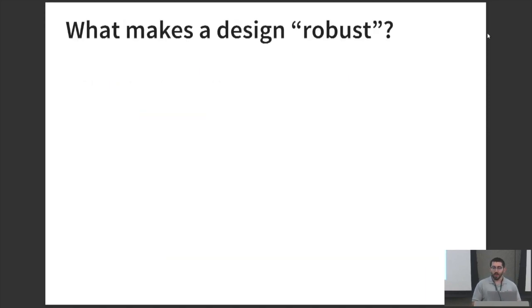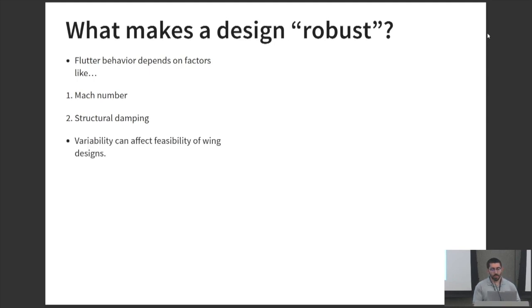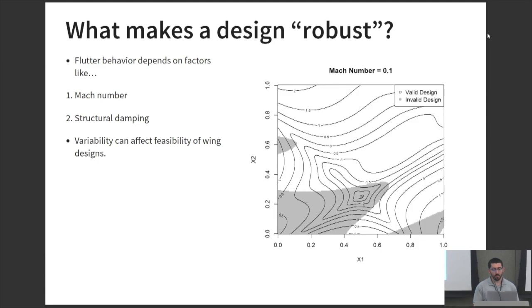Okay, so there's one word in my presentation that I've neglected, which is robust. What makes a design robust? So flutter behavior depends on additional factors, right? It depends on stuff like Mach number, so basically how fast the aircraft is moving. The structural damping coefficient is another kind of variable. And what's important is that these factors, or I call them scenarios, affect the feasibility of wing designs, right? And so the problem is that what's a feasible design versus infeasible can vary.